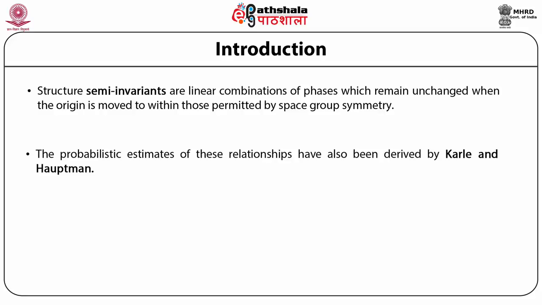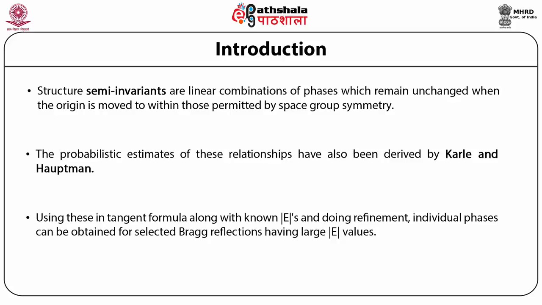The probabilistic estimates of these relationships have also been derived by them in many publications. Using these in the tangent formula, along with the known magnitudes of normalized structure factors, and doing a refinement, individual phases can be obtained for selected Bragg reflections having large E values. So now you know mod E values from experiment, then phases are known from the tangent formula. You can do an E map to obtain the structure. So this is the principle of direct methods of solving molecular structures.